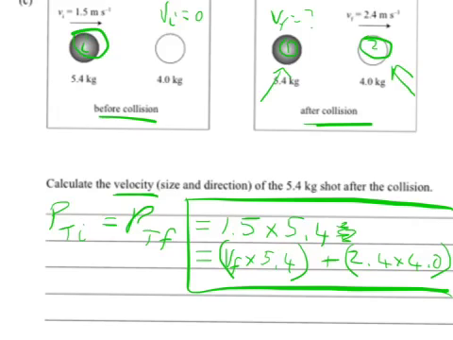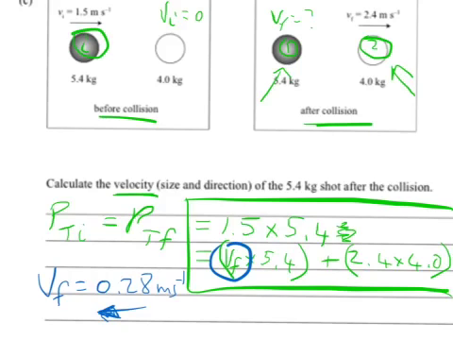So 1.5 times 5.4 should equal Vf times 5.4 plus 2.4 times 4.0. When we rearrange all of that, because it's just one equation with one unknown, our one unknown is our final velocity here, we'll find that final velocity equals 0.28 meters per second. Now, a little bit of the trick though is that it's actually going to be moving in this direction. How do we know that? It'll come out negative essentially.